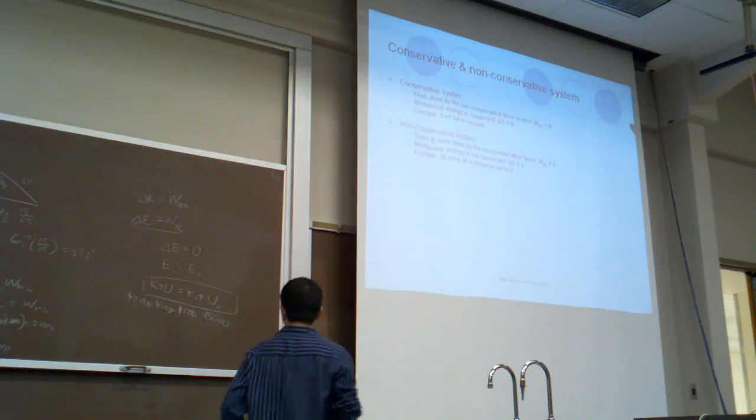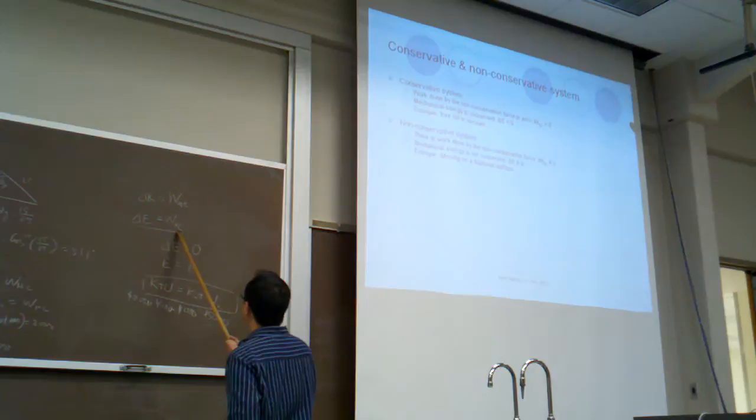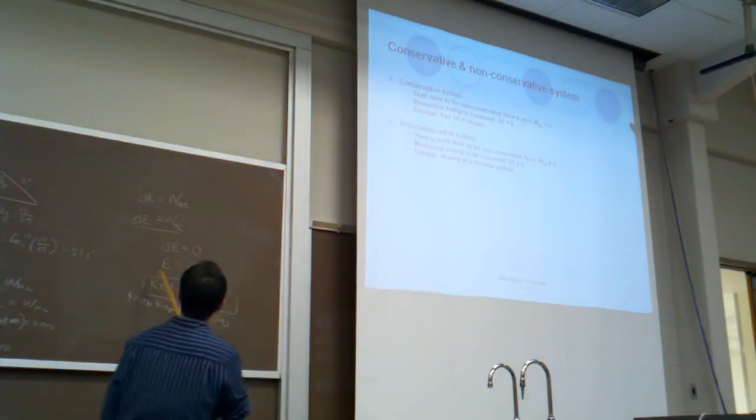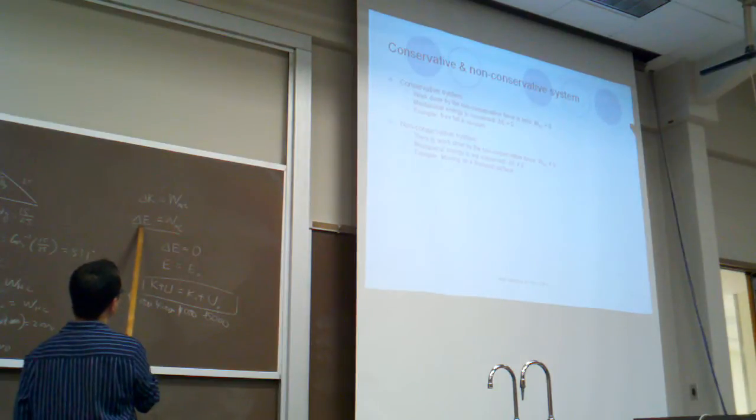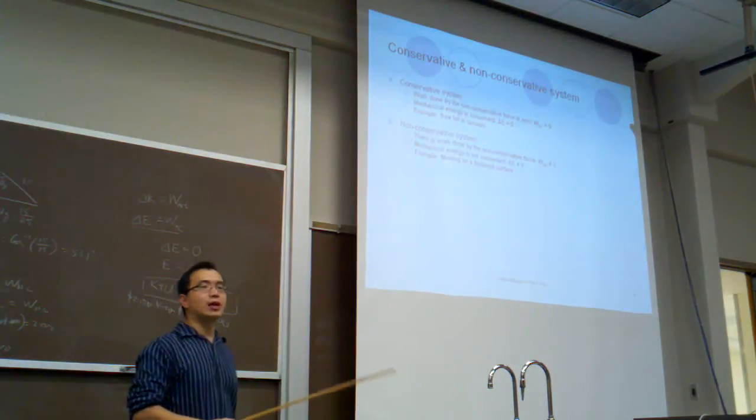Of course, according to delta E equals W_NC, you will see that for the conservative system, delta E equals zero. For the non-conservative system, delta E equals some non-zero value, could be positive, could be negative.